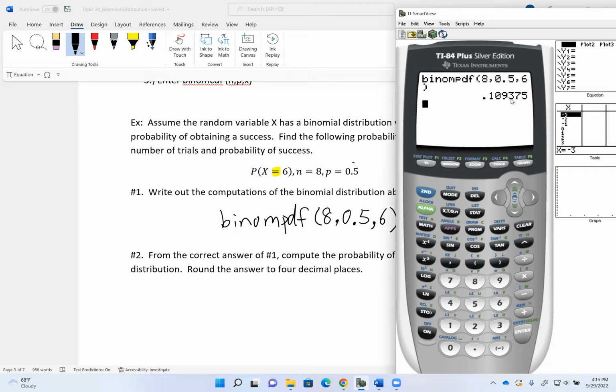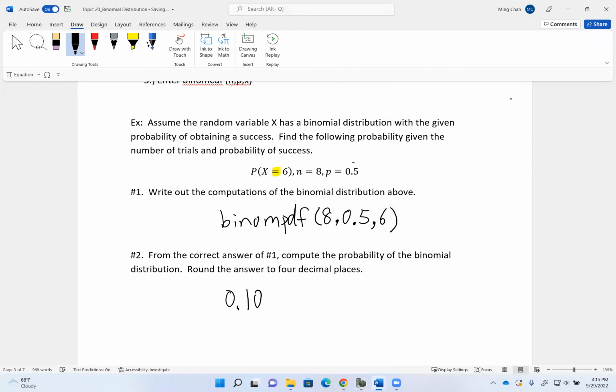The probability of exactly 6. It's not from 0 to 6. Okay, it's actually just 6. 0.1093, 94, excuse me, round to 4 decimal places.